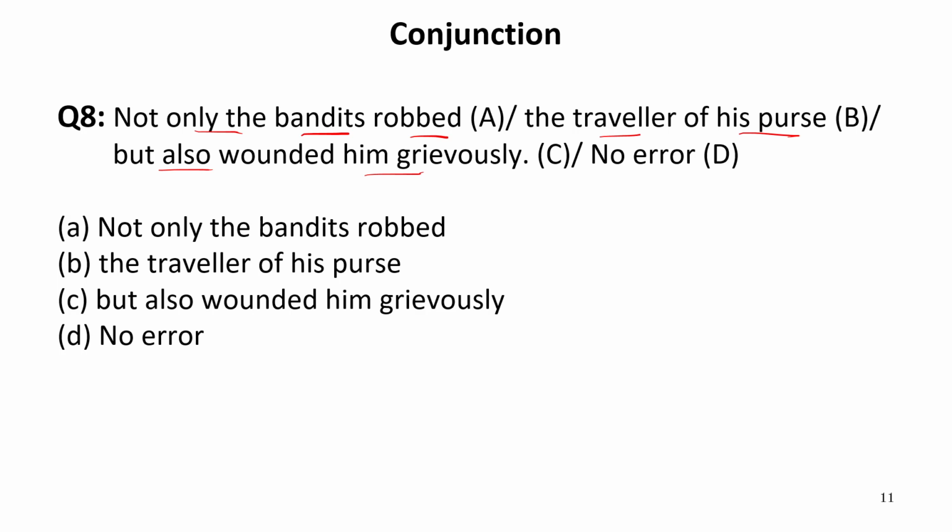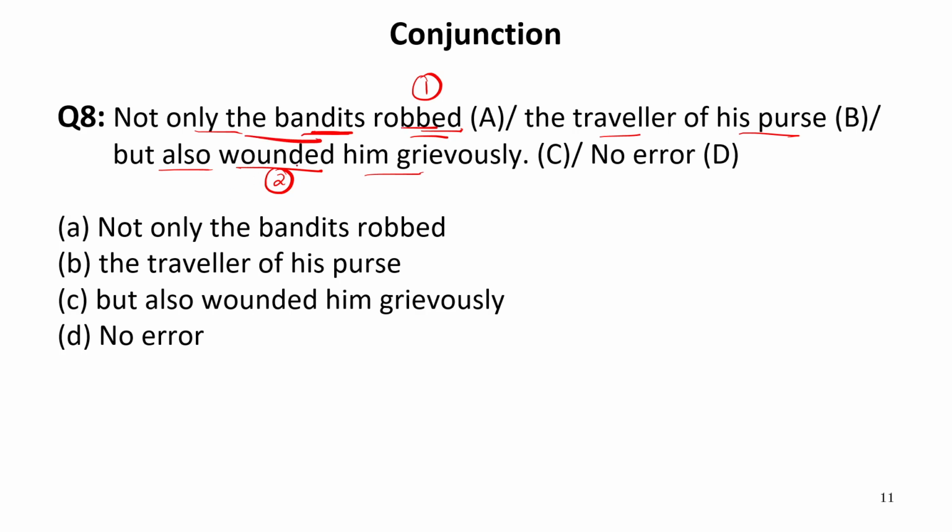Now here two actions have taken place. Which are the two actions? First is robbed. Now what did the bandits do? They robbed, and the second thing they did is wounded. So this is the second action. Now when two things are there and referred to a particular person, not only but also should be used with these two actions or these two words or these two qualities or anything. Now, the bandits, what they did, they robbed and they wounded.